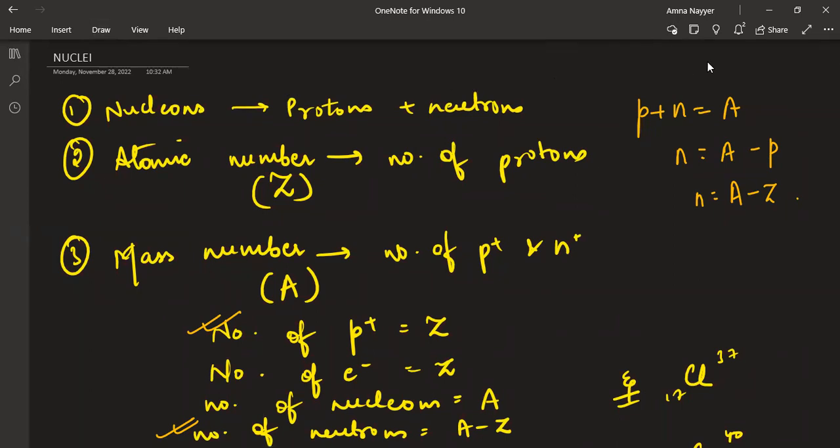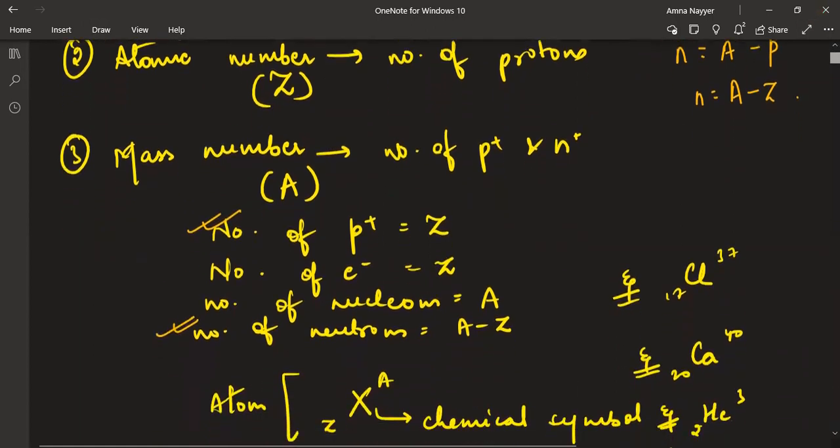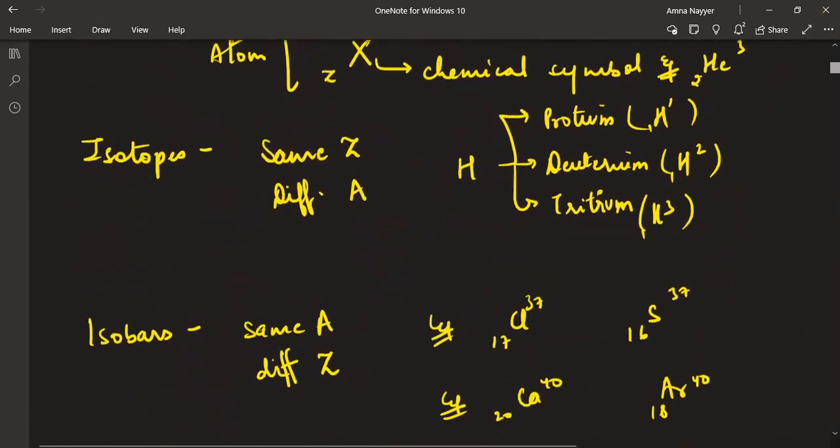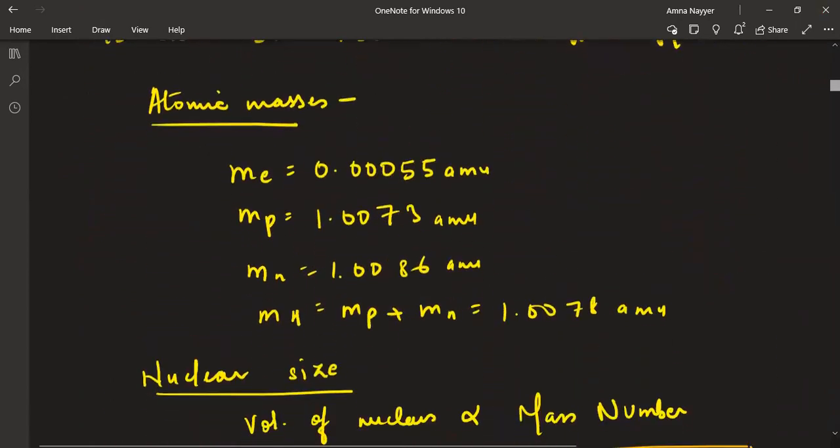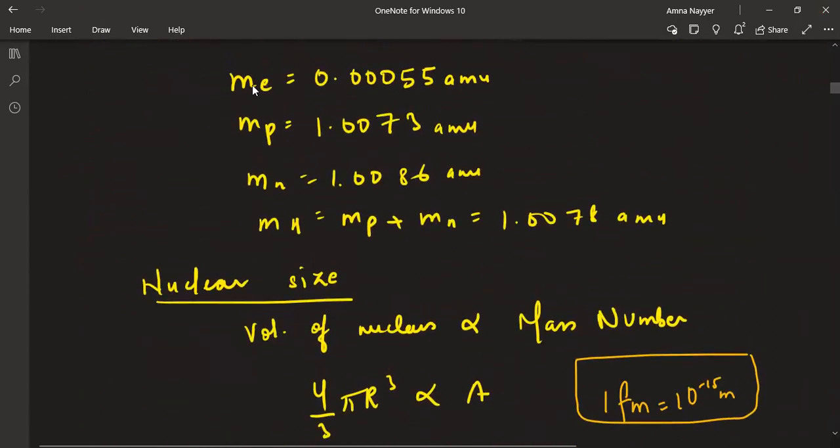So nuclei is a very small lesson. In nuclei, you just have to remember nucleons are protons and neutrons collectively called. Atomic number is represented by Z. Mass number is the total number of protons and neutrons. So you have to remember these three. I have told all of you to remember this because in many questions this is not given, and sometimes it can be asked to you to remember and write it.